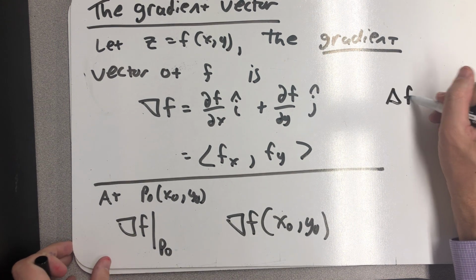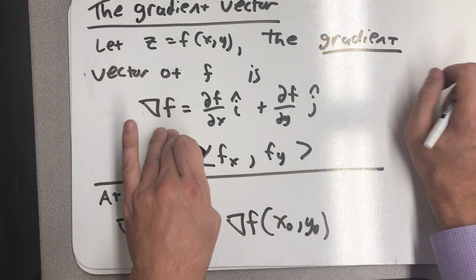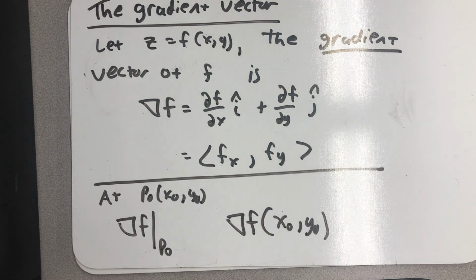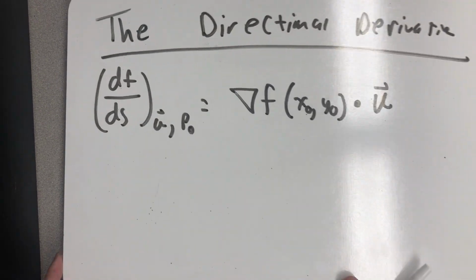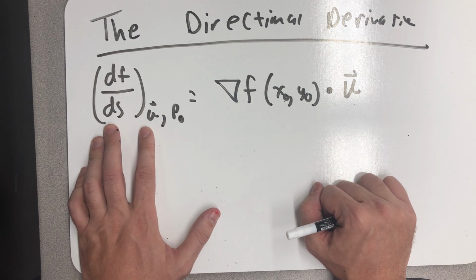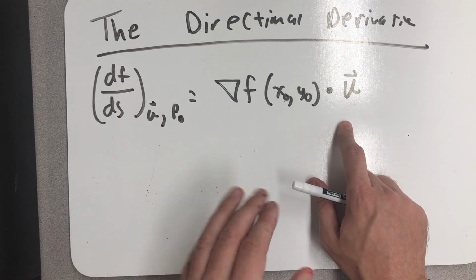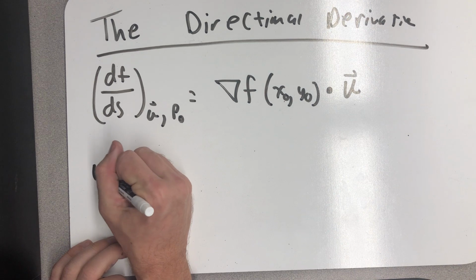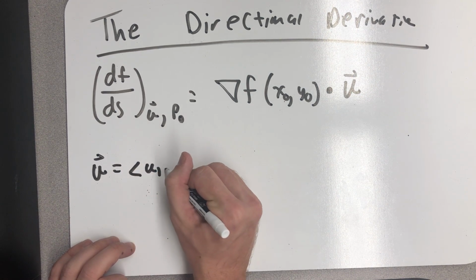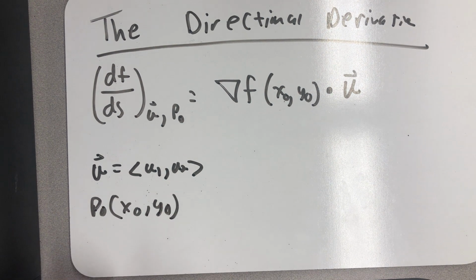It looks like the change in f, but we flip that upside down. We actually read this del f, or the gradient of f, and you can say it either way. When I want to evaluate a gradient at a point, I can either write it down like this or like this. But that lets me write down my directional derivative formula a little more simply. The derivative of f in the direction of u at p naught is del f of x naught, y naught dot the vector u. And remember, u is a unit vector in the direction of motion, and p naught is the point x naught, y naught I'm evaluating my derivative at.